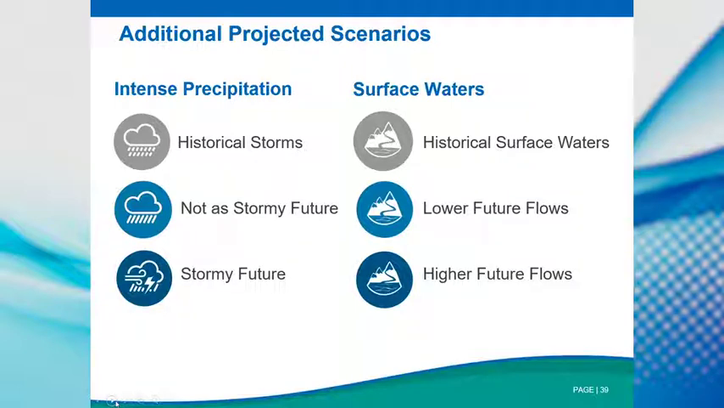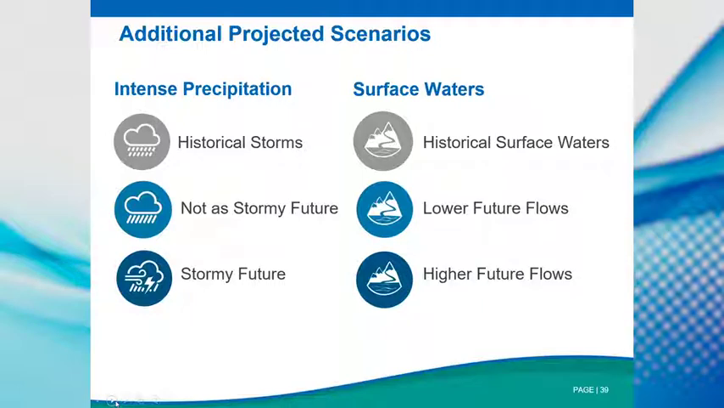One on the left side of the screen here is what's called intense precipitation. So this is exactly what you probably think it is, precipitation events, those stormy types of things. And so you've got 3 choices. There's historical storms. So this is like extreme precipitation events. They're based on observed total precipitation that occurs on average within a 24-hour period and a 72-hour period. So it's exactly like what history has shown you. It's going to continue in the future. But if you want to look at a change, you can do a stormy future.